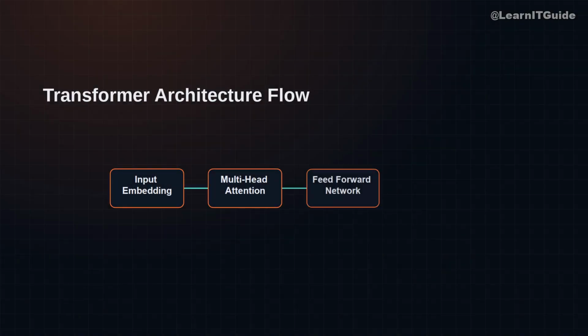Let us look at how this works internally. The data enters through an input embedding, which converts words into numbers. Then, it passes through the multi-head attention layer. This is where the magic happens. The model determines which words are relevant to others. Finally, it passes through a feed-forward network to refine these relationships before generating the output probabilities for the next word. It is a linear, efficient pipeline.